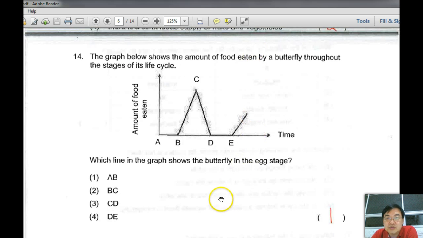Now the graph below shows the amount of food eaten by a butterfly throughout the stages of its life cycle. Over here, nothing eaten, it shot up, and suddenly the eating slowed down. Okay, over here it eats nothing. Right, this is just a slowing down, and this eats nothing, and later on starts eating again. Now, which of the graphs shows the butterfly in an egg stage? Definitely not this, because before that it has been eating. This is the pupal stage, this is the larva stage, and A to B is the egg stage. No eating at all.